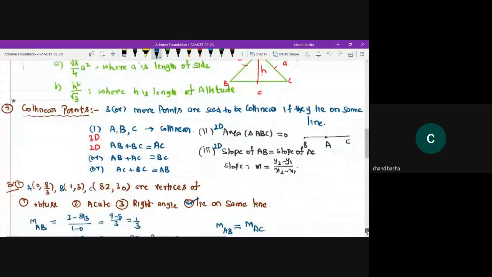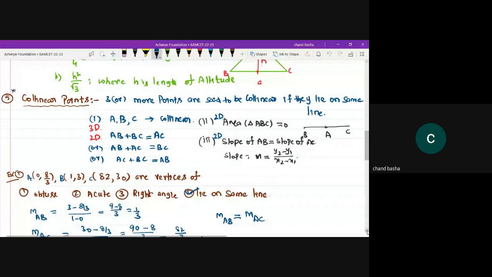Here, first point. Is it visible to you, all of you? Collinear points, first point. Got it? Can we find the distance formula even for 3D also? x2 minus x1 whole square plus y2 minus y1 whole square plus z2 minus z1 whole square. Clear?